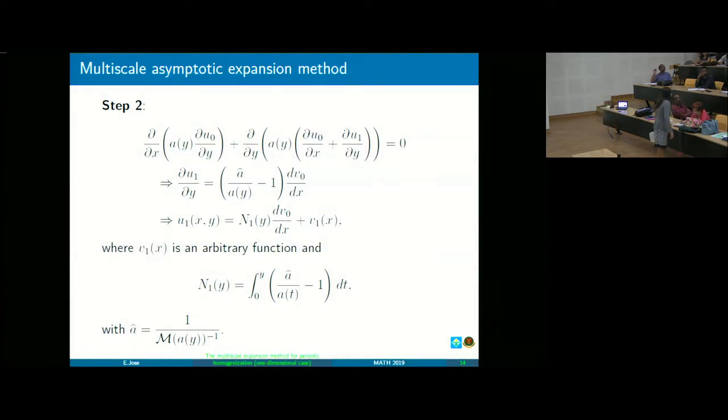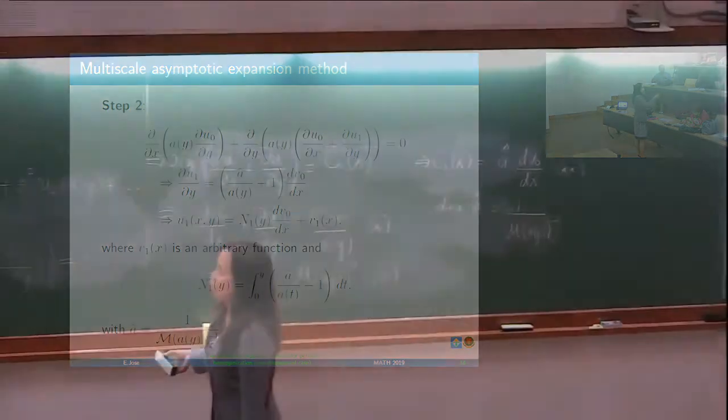Yes, I did not understand, sorry. Why do you use in the expansion u of x, y? Ah, why did I use that? Well, I must consider two variables, one which is x, our macroscopic variable.